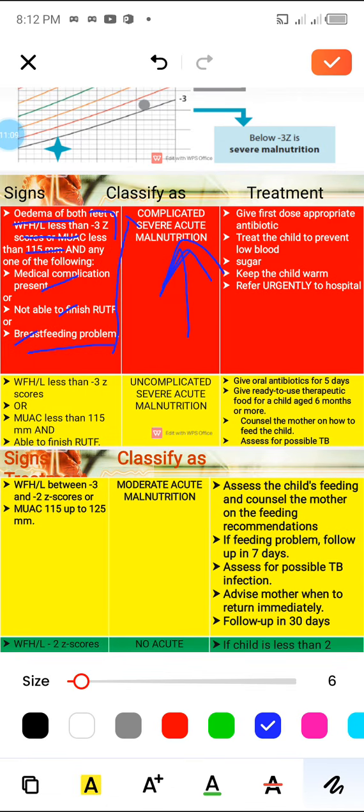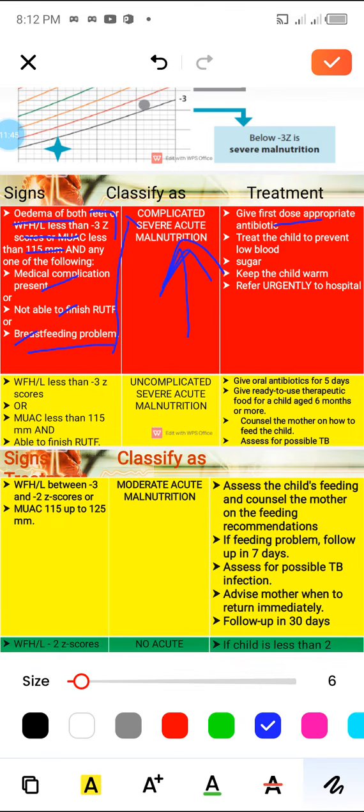So your classification will be able to say that the child is having complicated severe acute malnutrition because the child is having edema of both feet and the child is unable to finish RUTF. So you can just try to see what I've given you in the scenario and be able to assess, but you can write what you have assessed as well. Then after that, you are going to write the heading treatment and then be able to provide an antibiotic. So in this case, we are providing what we call amoxicillin, okay?